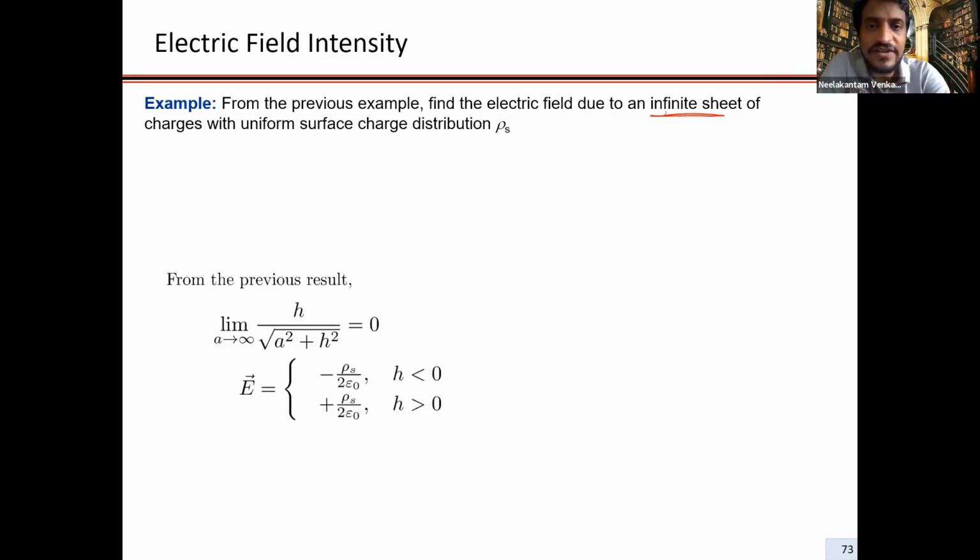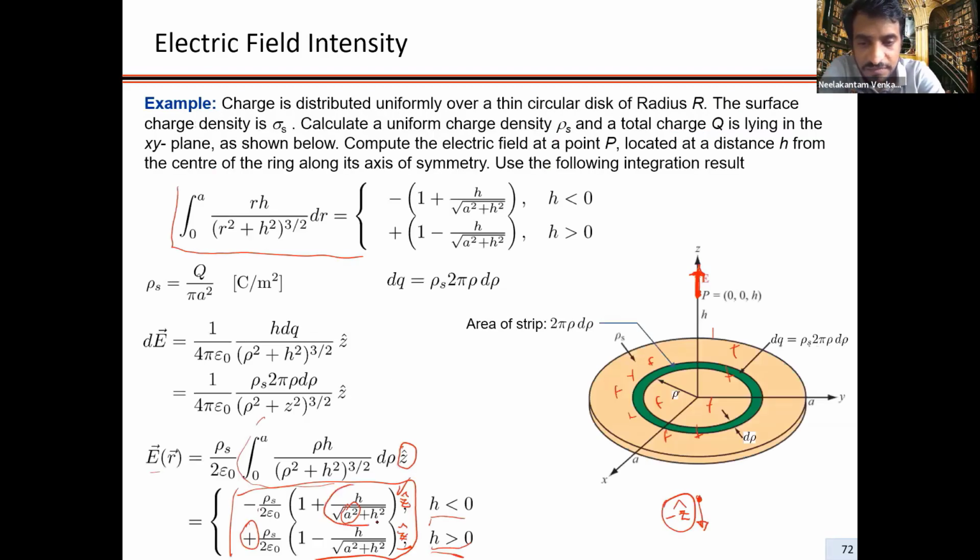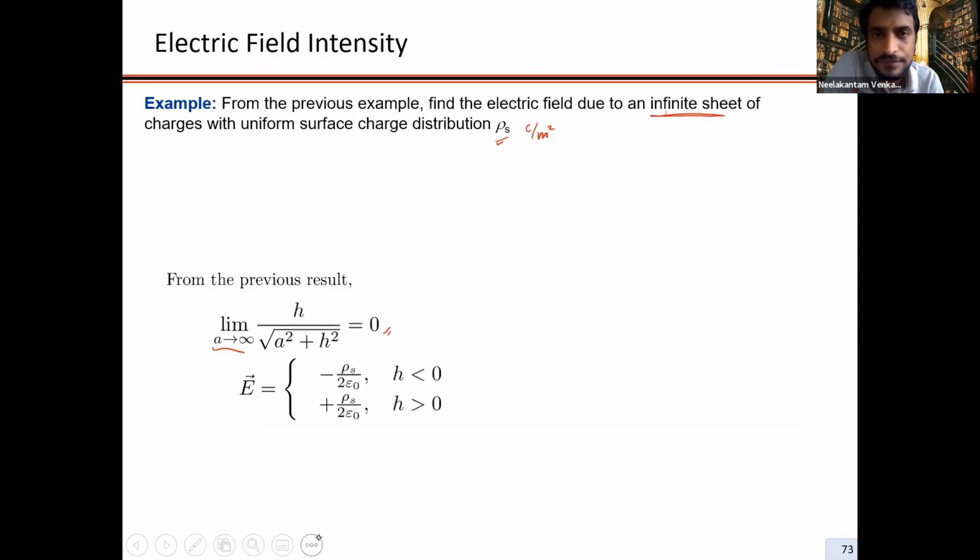If you were to see an infinite sheet of certain charge distribution of rho s coulomb per meter square, that many coulombs per unit area, as your limit a tends to infinity, that expression is going to go to zero, which means this term and this term go to zero. The expression nicely reduces to minus rho s over 2 epsilon naught for h less than 0, and plus rho s over 2 epsilon naught for h greater than 0.